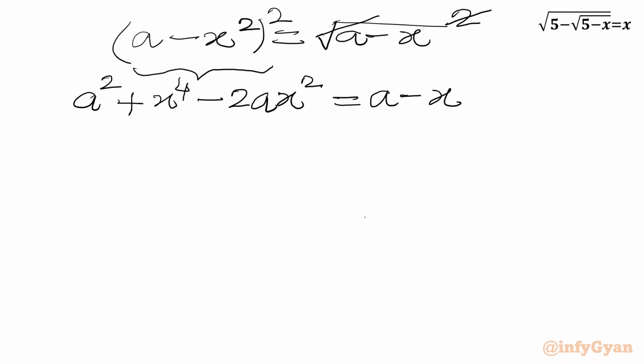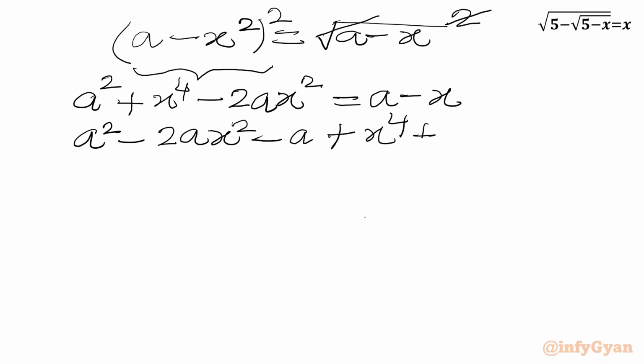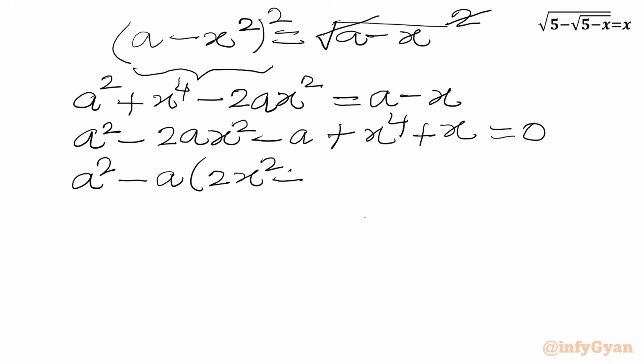We'll write all the terms on the LHS. So a square minus 2ax square minus a plus x power 4 plus x equal to 0. Now this is one quadratic equation in a. Let me write here a square, then we can take minus a common out. So in the bracket we can write 2x square plus 1. Then we have x power 4 plus x.